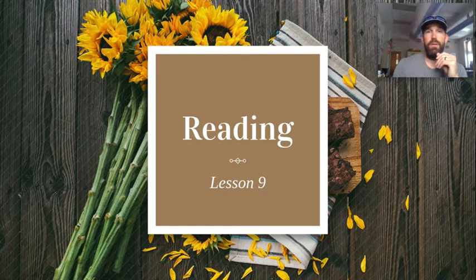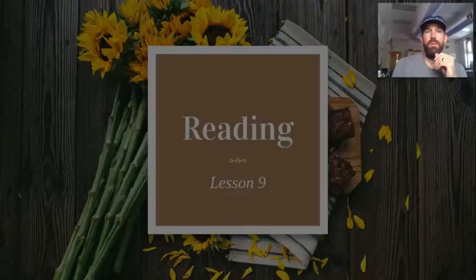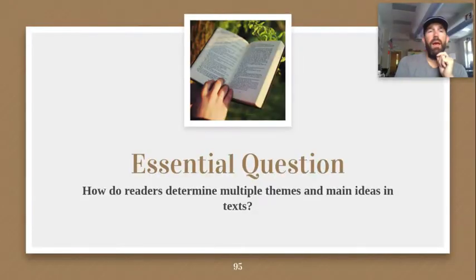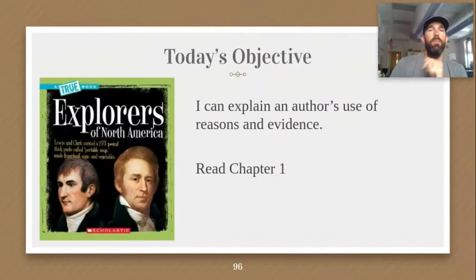So as we read through this new text today, our enduring understanding is readers understand that texts, not tests, sorry about that, can have multiple themes and main ideas. And our essential question is, how do readers determine the multiple themes and main ideas in texts? So our objective today is I can explain an author's use of reasons and evidence.